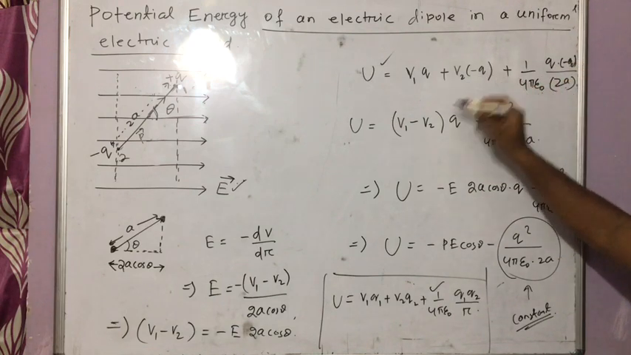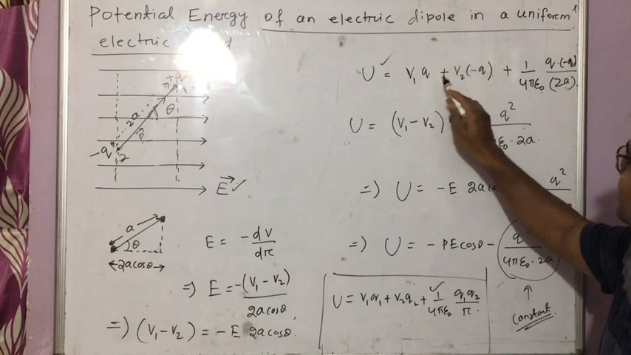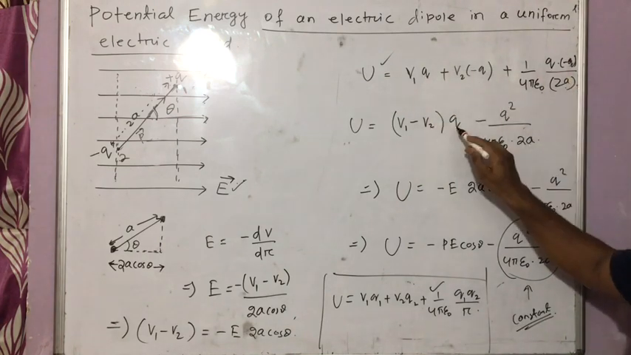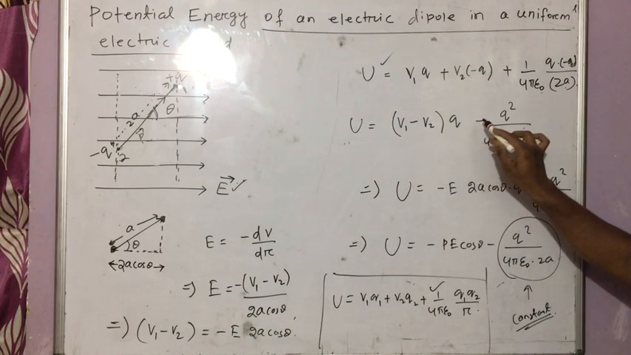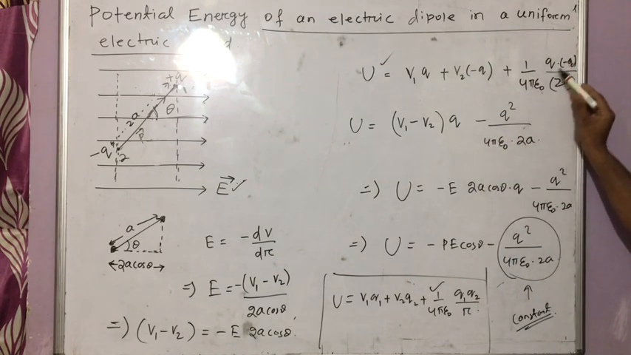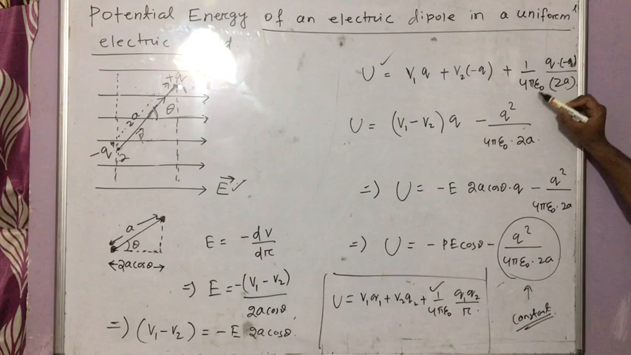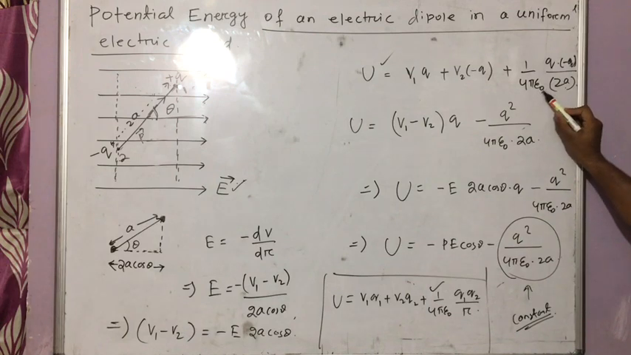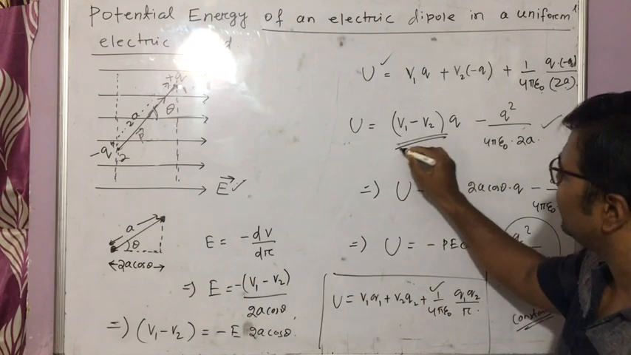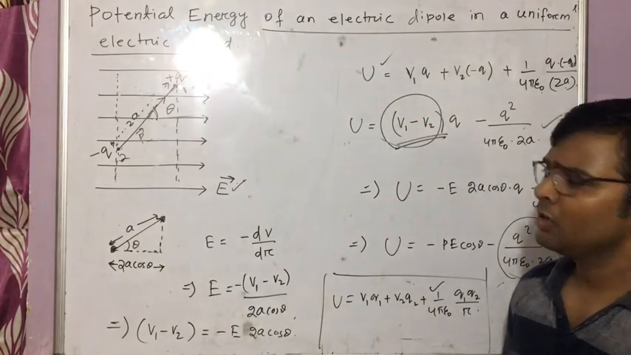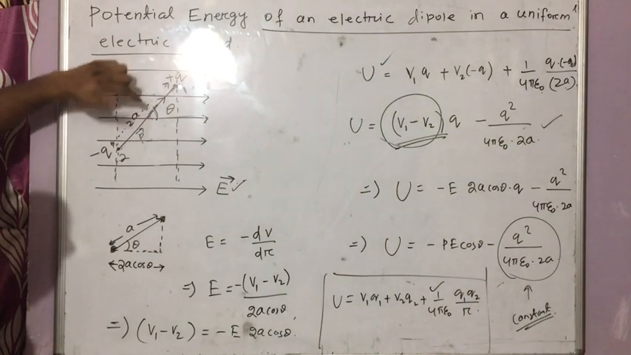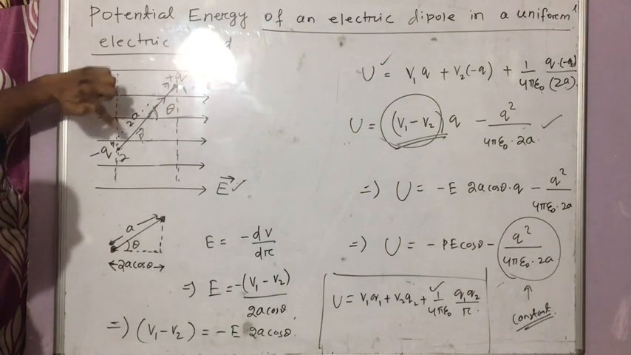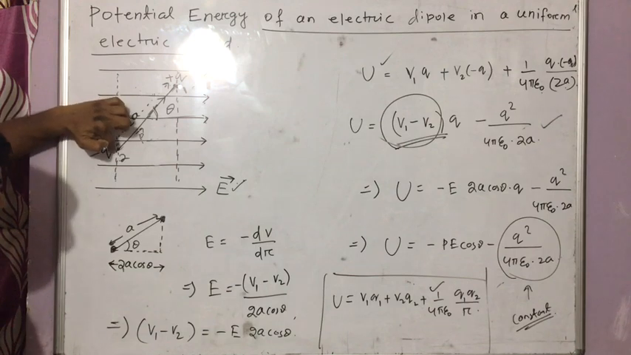So your equation becomes, since this term will be negative, taking Q common: V1 minus V2 whole multiplied with Q, minus Q square by 4 pi epsilon naught into 2A. Now, let us evaluate the value of V1 minus V2. V1 minus V2 is the potential difference between these 2 points. V1 is the potential here and V2 is the potential at this point.